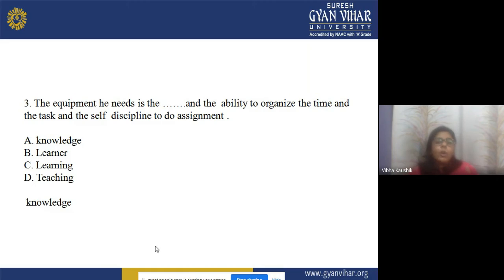Now the options are A knowledge, B learner, C learning, or D teaching. So these are the options and you have to select the correct one, and the correct one is option A, that is knowledge.